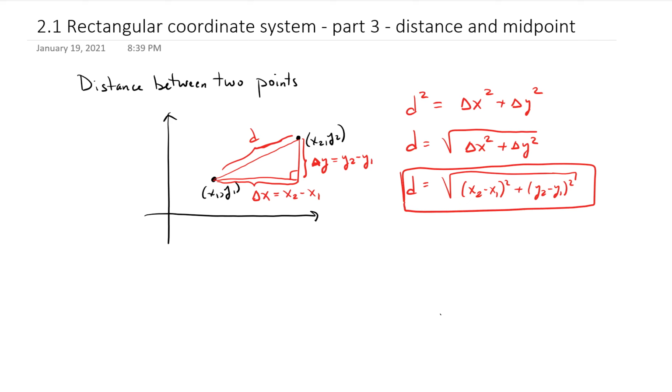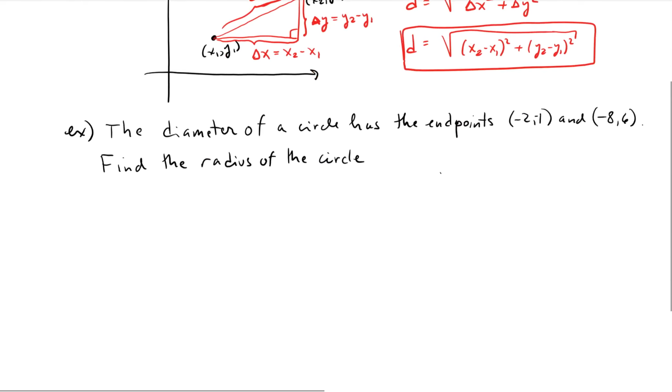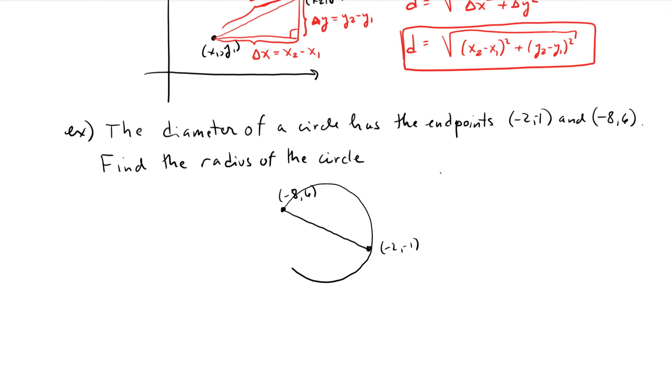So here's a little problem. The diameter of a circle has the endpoints -2, -1, and -8, 6, and we want to find the radius of that circle. So there's a point -8, 6, and another one here, maybe -2, -1, and this is the diameter of a circle. Okay, so there's essentially a circle that goes through those 2 points, and those 2 points form a diameter. And what we would like to get is, so this is the center of the circle, but we're interested in getting the value of the radius.